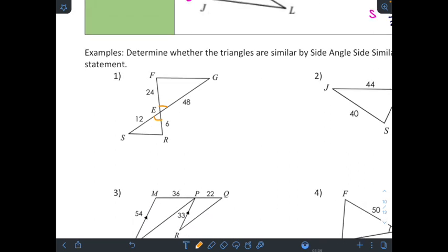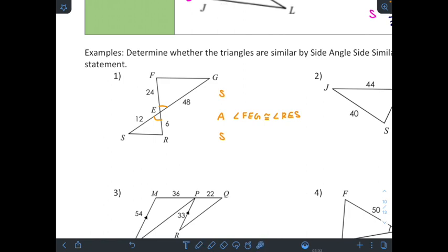So again, if we're looking for side, angle, side, I already have two angles that are congruent to each other. The hardest thing about that is writing that out. So angle FEG is congruent to angle RES. I think that's the hardest part, correctly naming those angles.